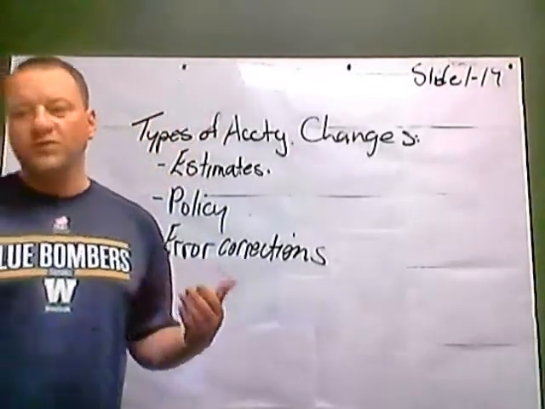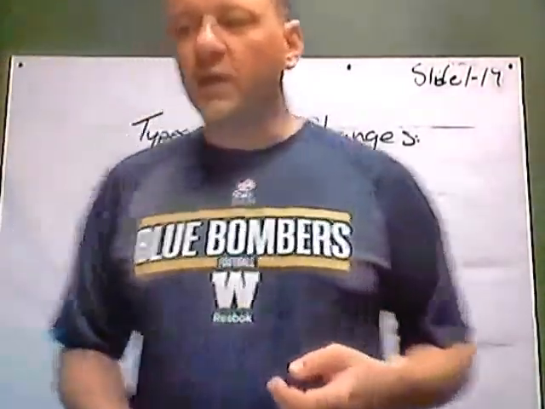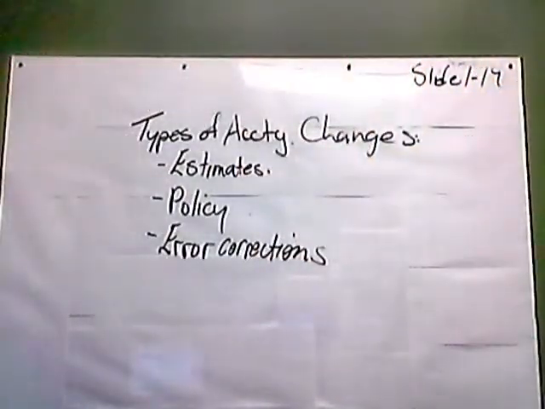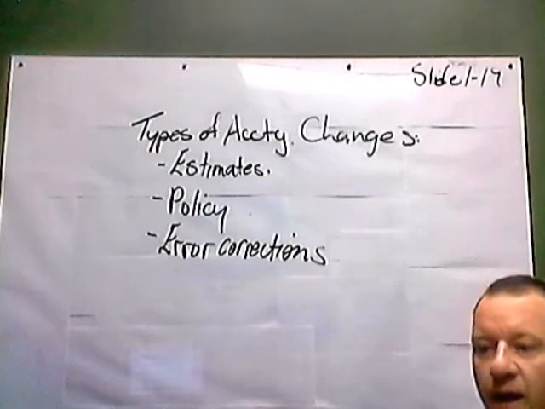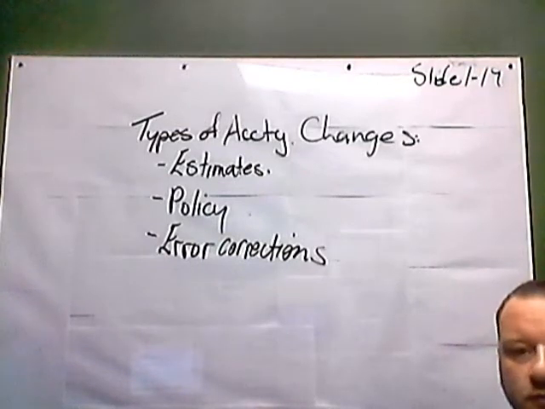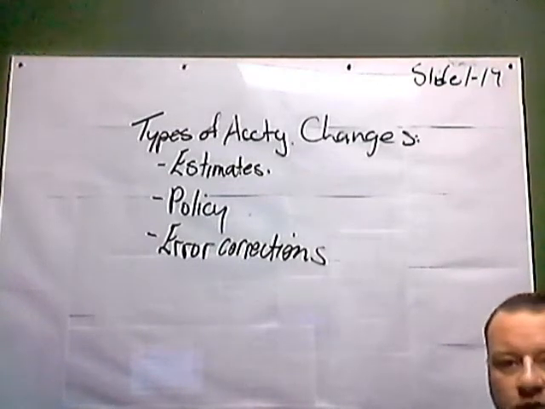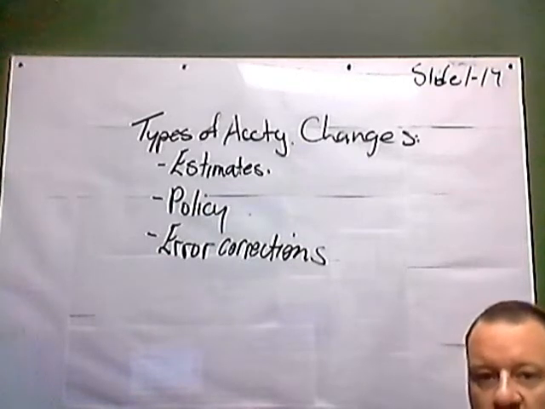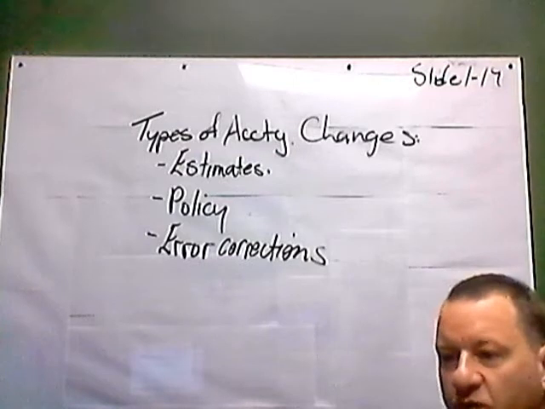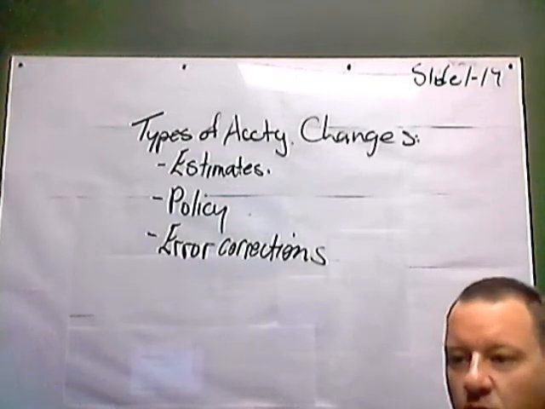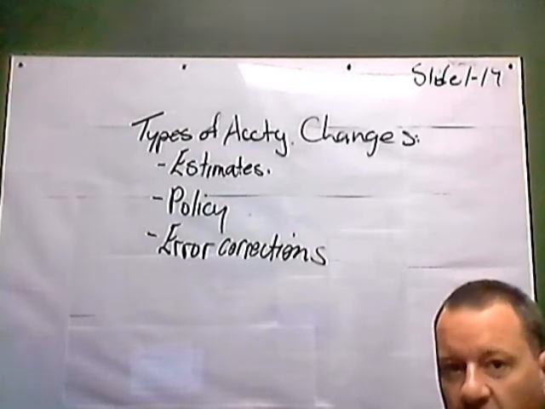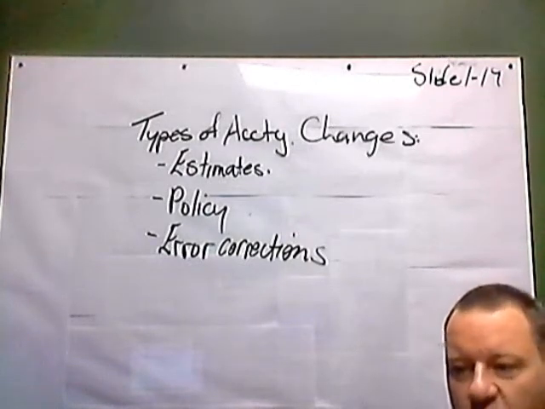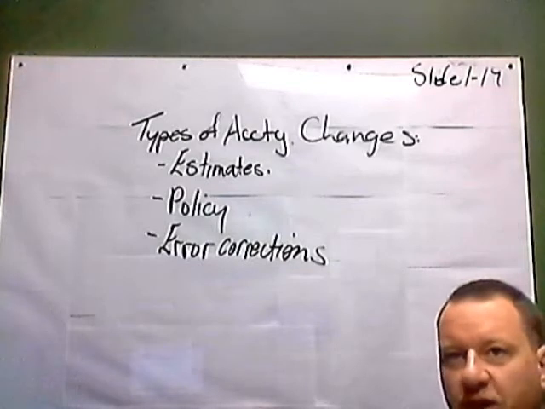So what's an estimate? Examples would be uncollectible AR. Maybe in the past for AR we used 2% of sales. If that was inaccurate, maybe we need to change our estimate. Maybe that estimate now needs to be 4% of sales. Again, it's not a policy; it's an estimate. So if we change estimates, we've got to understand what the end goal is.